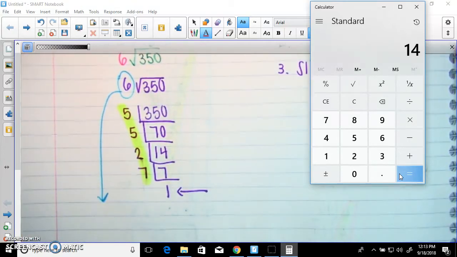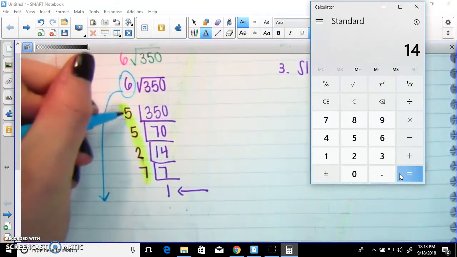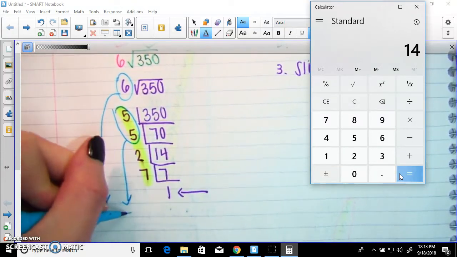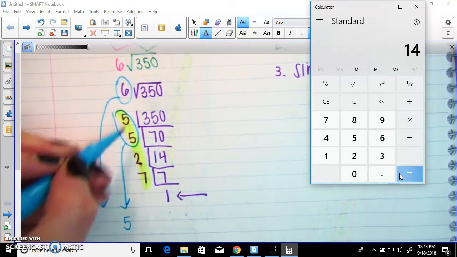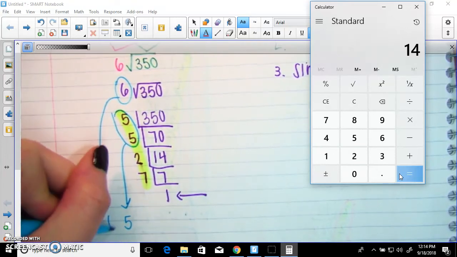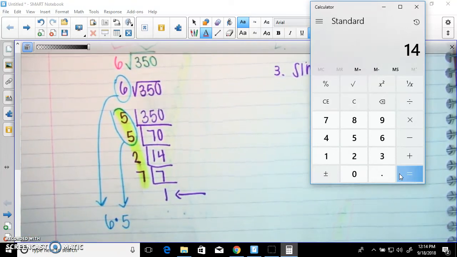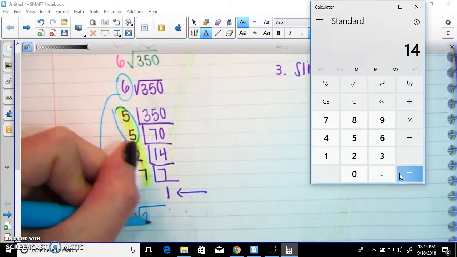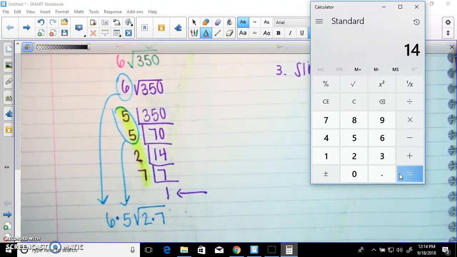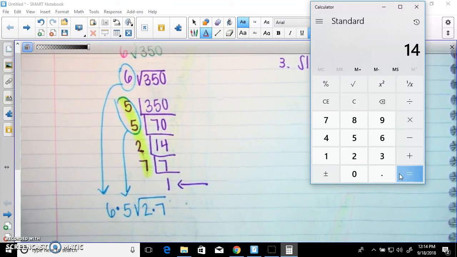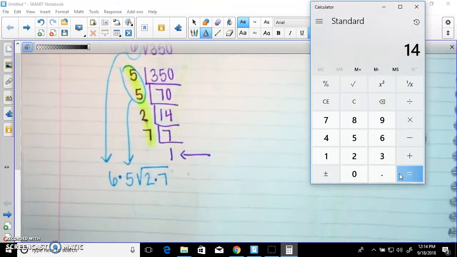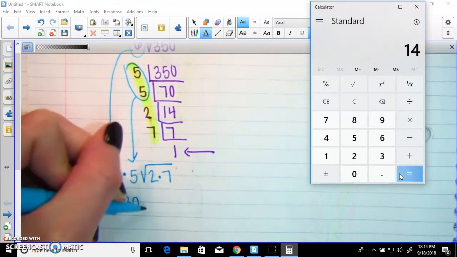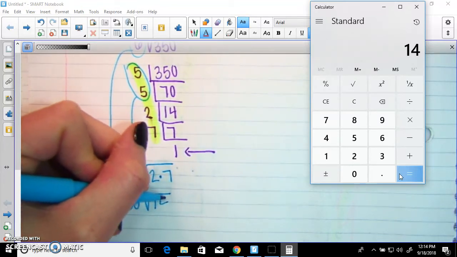Let's look at our groups. This is a square root, so I'm looking for groups of 2 of the same number. I have 2 5s, so a 5 comes down as a coefficient. Don't forget about that 6 up there. That 6 is going to come down. Okay. 2 and 7 don't match up with any other numbers, so they stay inside the radical. So they stay as a radicand. But we're not just going to leave them as 2 times 7. We need to simplify them. So we're left with 30 square root 14.